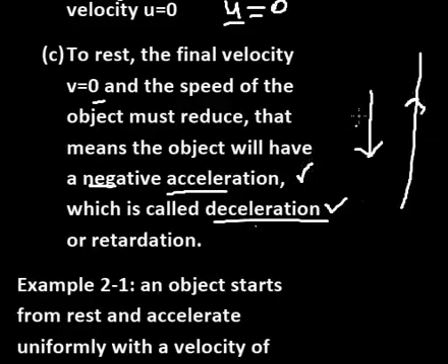When an object is coming to rest, it is slowing down. That is deceleration, before it comes to rest. And at the point where it comes to rest, the final velocity at that point is equal to zero. So please take note of that as we apply this now in this question.